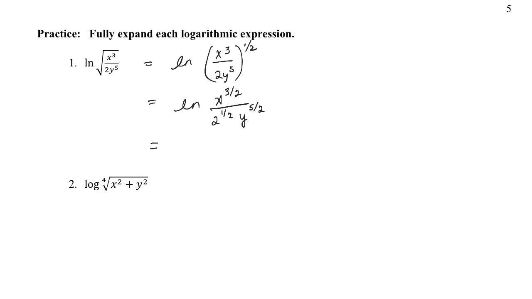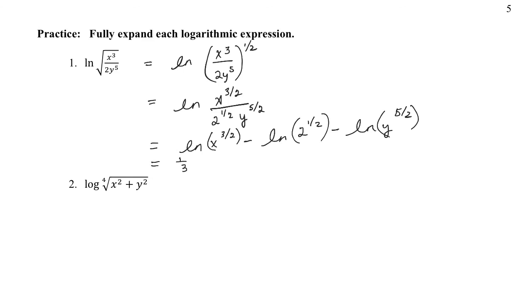And then from here, you just expand, numerator is positive. So this becomes the ln of x to the 3/2. Anything in the denominator is negative, minus the ln of 2 to the 1/2, minus the ln of y to the 5/2. Let's write this in parentheses so it's obvious. And then finally, we're going to bring the powers out front. And that is fully expanded.